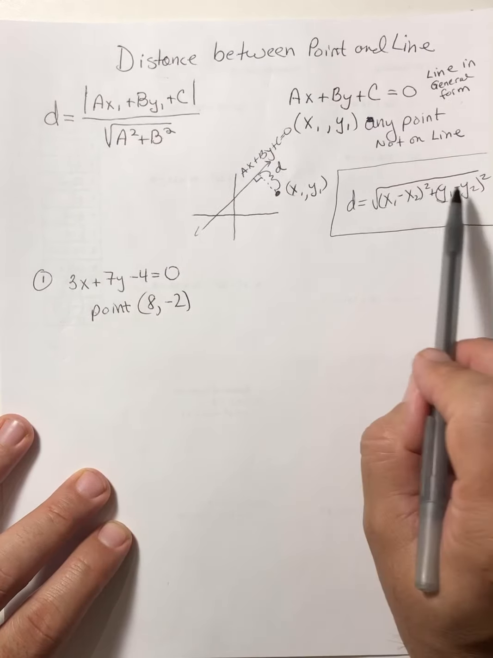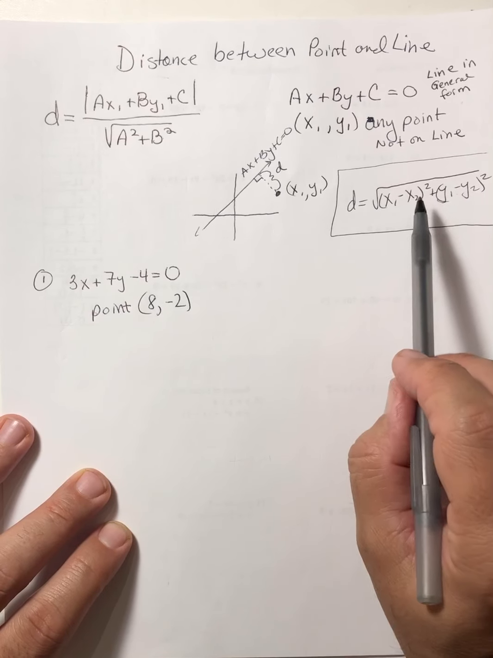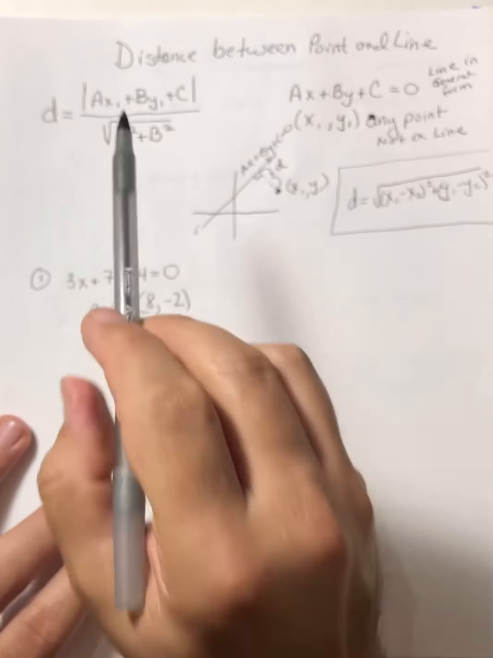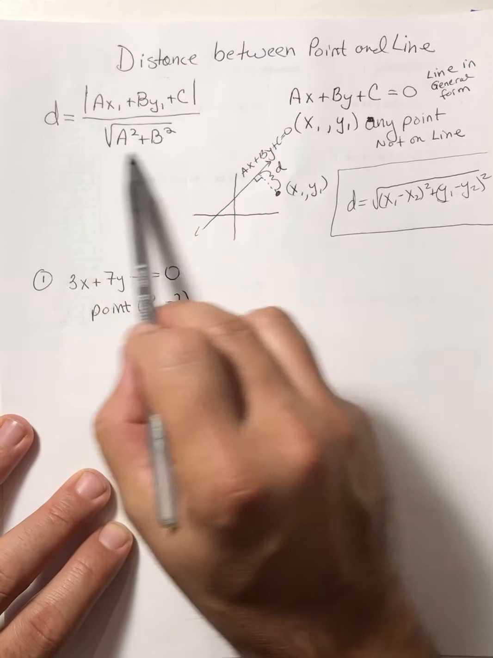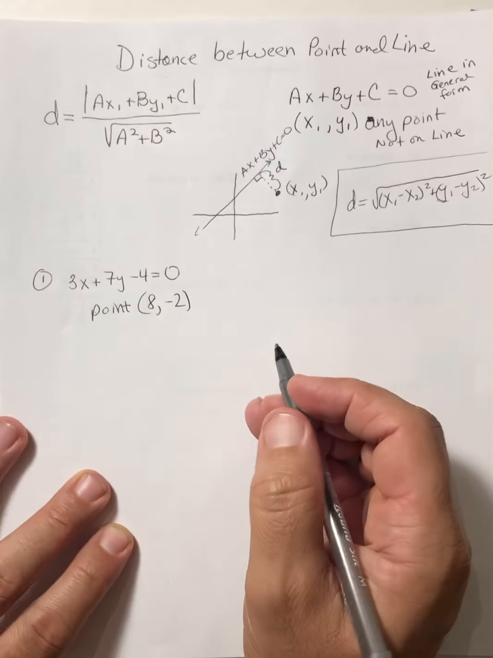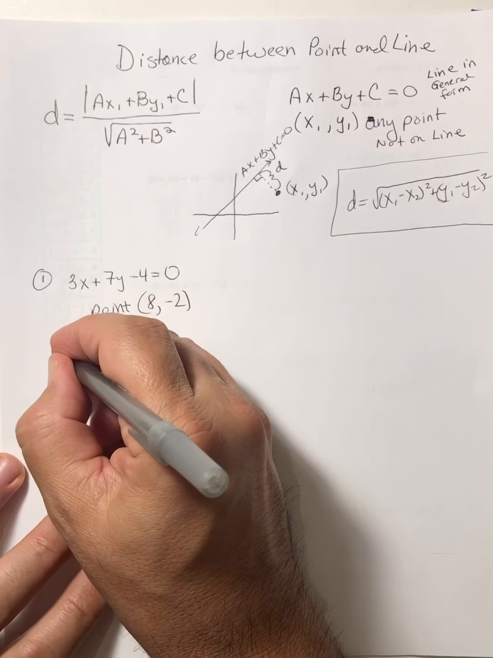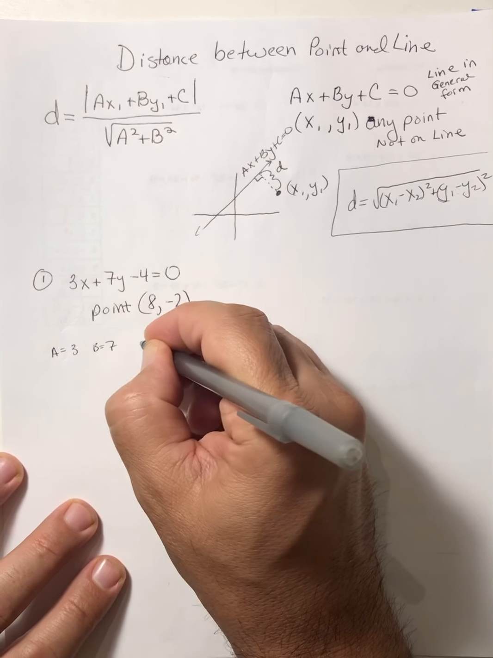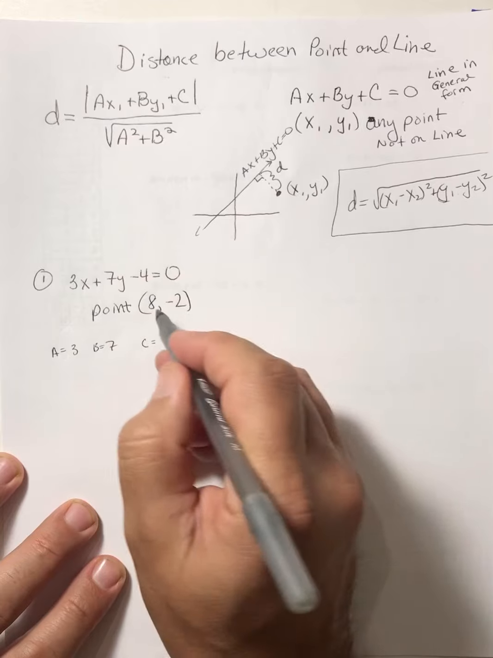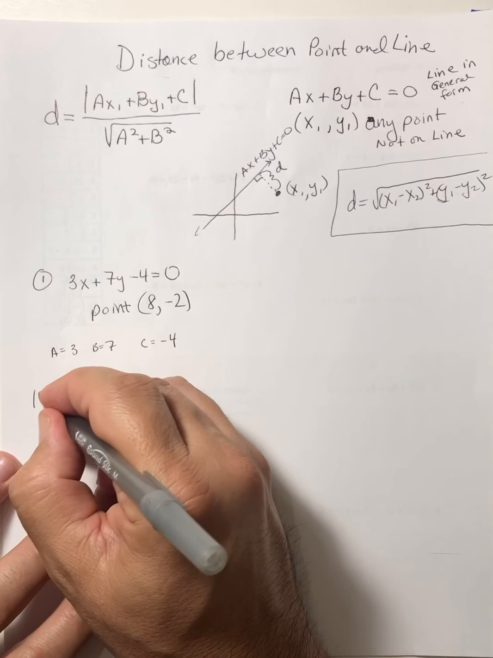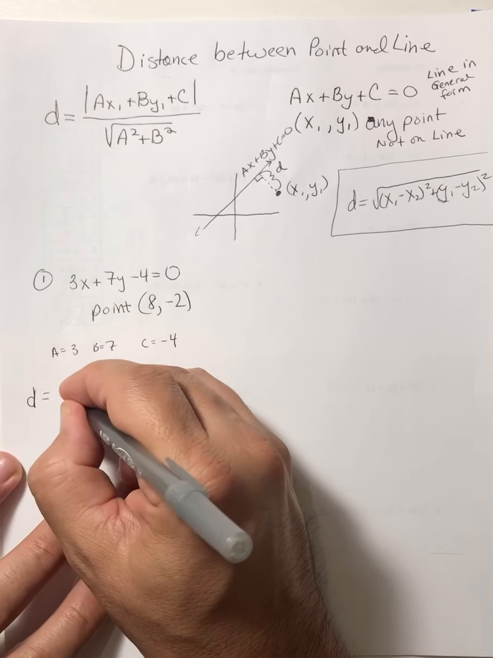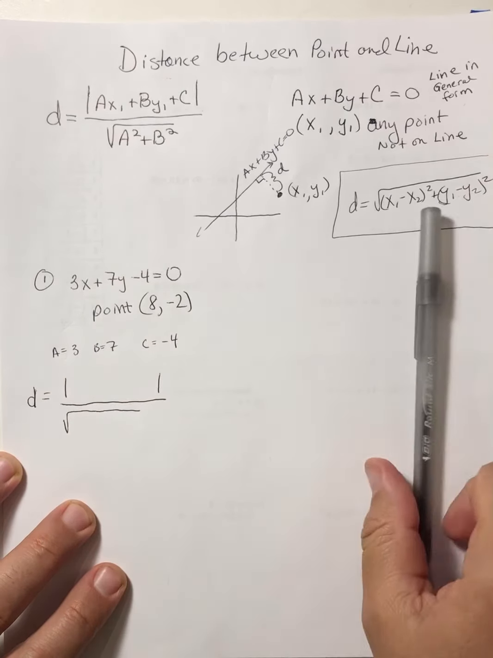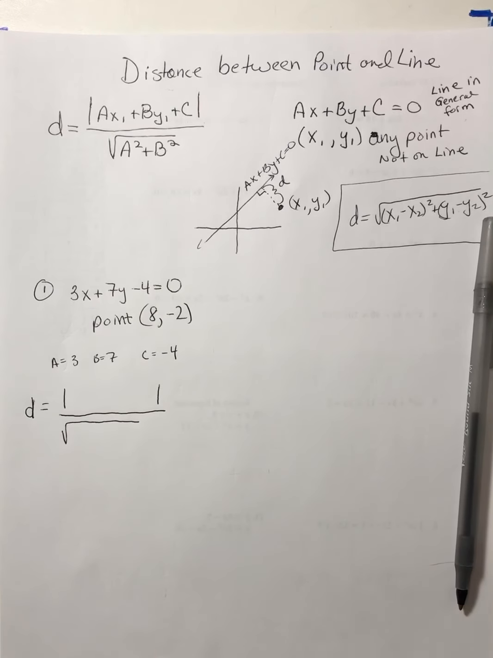We can't forget about the old formula. We will be using it over the next couple of days, but the worksheet that you're going to be getting today is all based on using this formula right here. All right, so what's my A? 3. B, 7. C is -4. Here's your point on the line. Start filling in the blanks. D for distance equals absolute value of all over square root of. It's that straightforward. Doesn't get any easier than that.